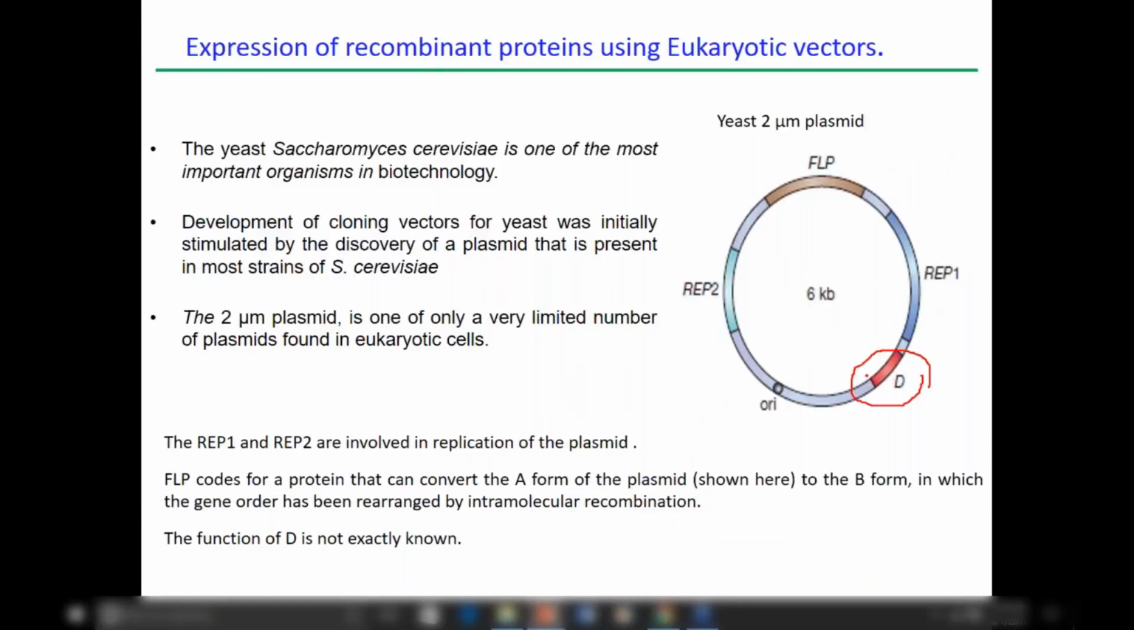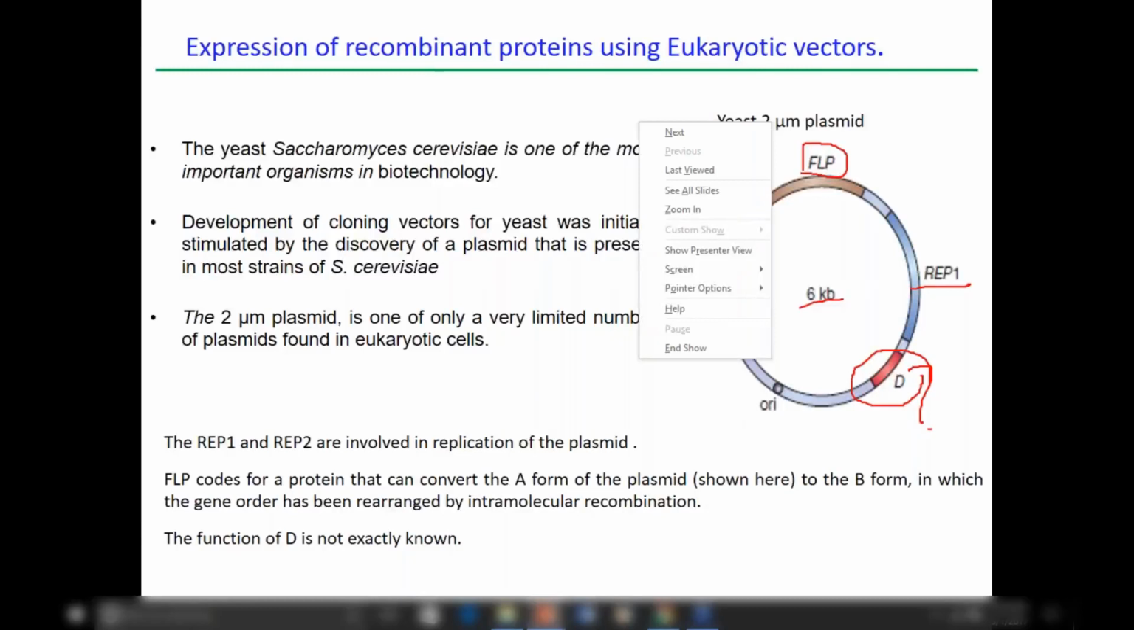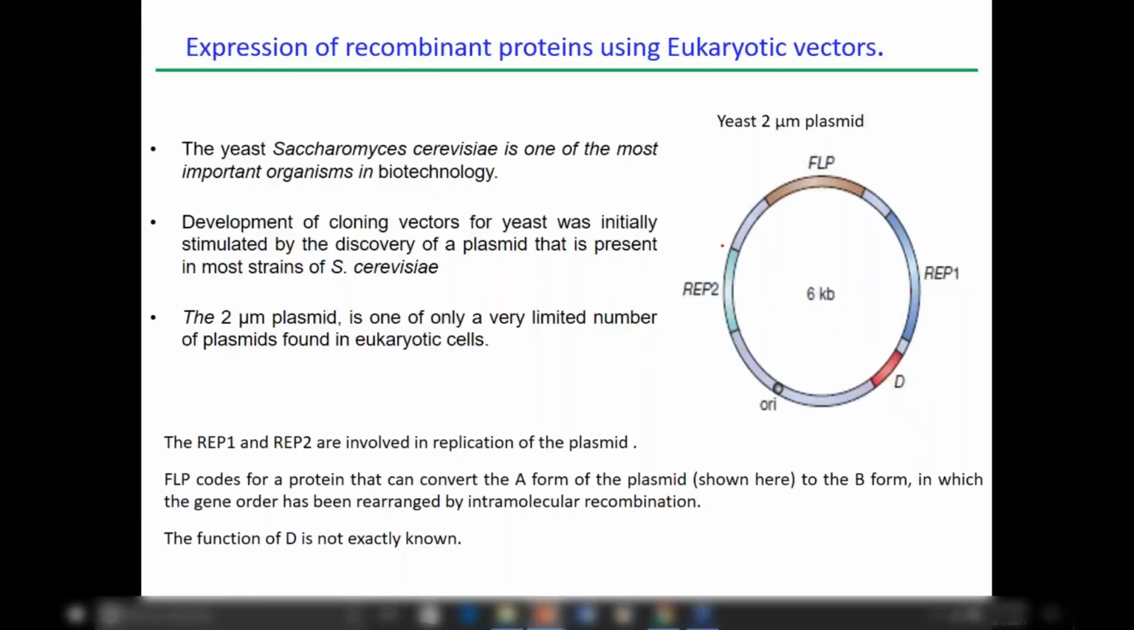One more time, the size of the isolated 2 micrometer plasmid is 6 kb, and it has four genes. REP1 and REP2, both of them are involved in replication. FLP is the one which is involved in the conversion of A form to B form. The role of D is unknown, and then it has an origin of replication. So by seeing the characteristics of this particular plasmid, can you say that this plasmid is useful for cloning? I'm getting answers like this. No, rarely.